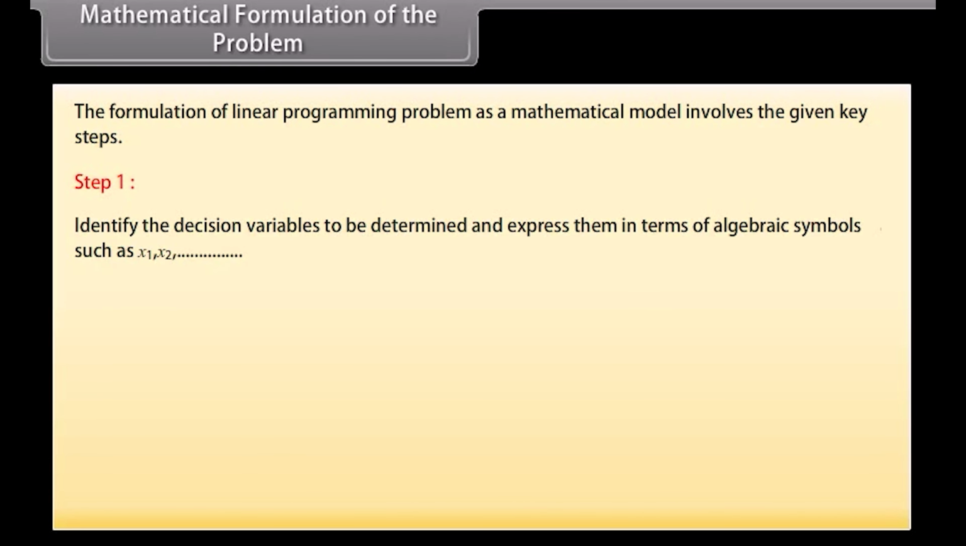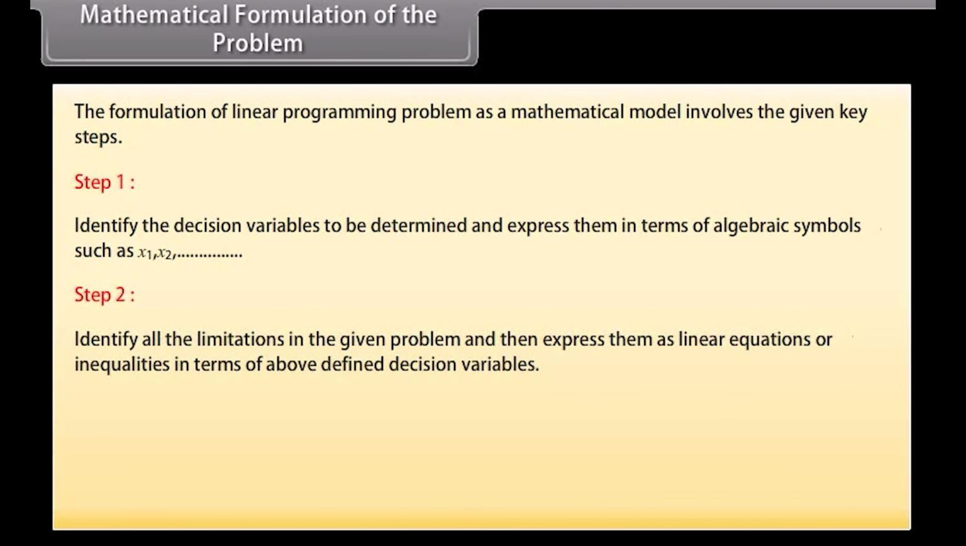Mathematical formulation of the problem. The formulation of a linear programming problem as a mathematical model involves the given key steps. Step 1. Identify the decision variables to be determined and express them in terms of algebraic symbols such as x1, x2 and so on. Step 2. Identify all the limitations in the given problem and then express them as linear equations or inequalities in terms of above defined decision variables.